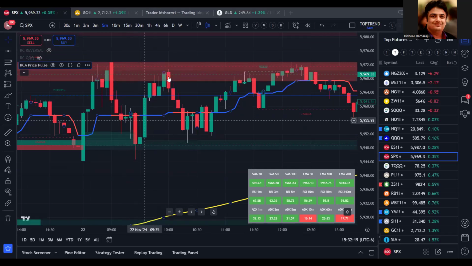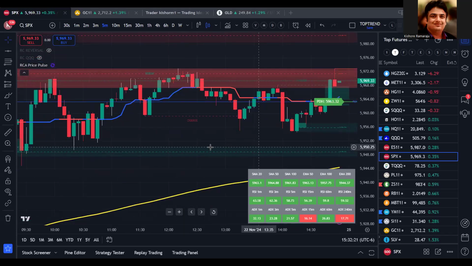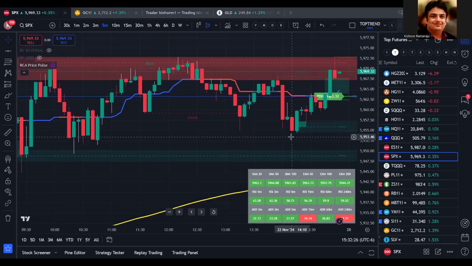Again, you can do the bull, right? Again, you got a huge buy order block. Again, it moved up. So all you need is just look at one chart.